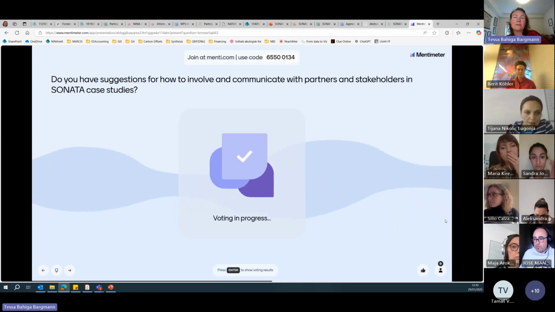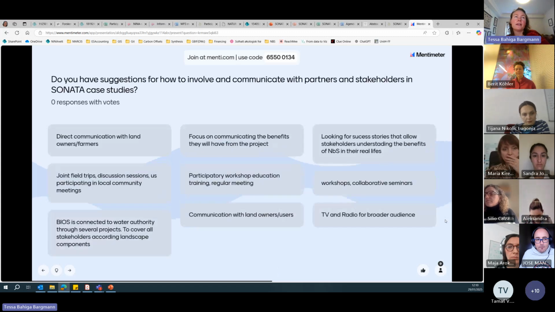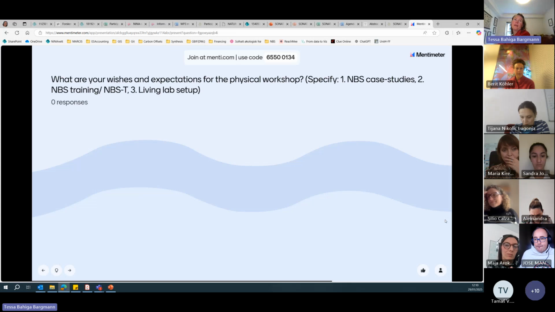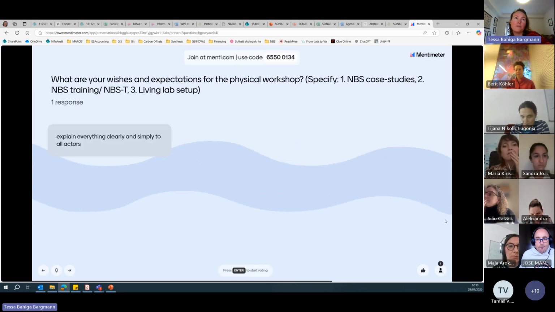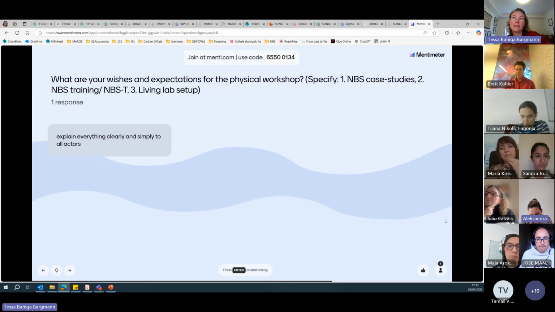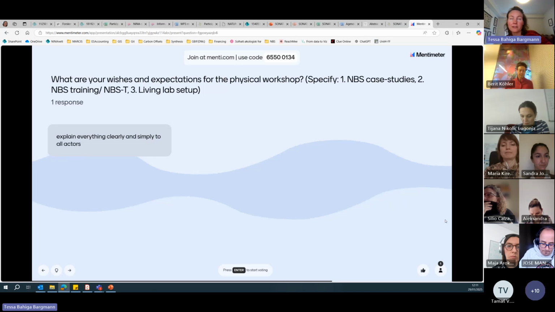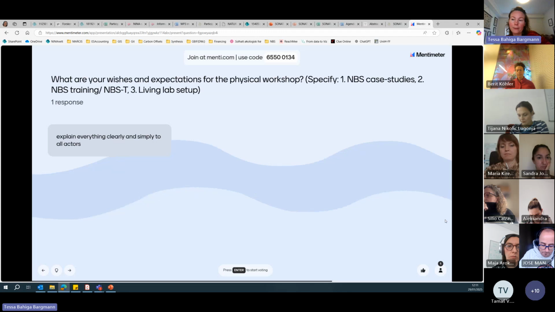And then the next one, voting. We don't need voting, I'm sorry. We don't need to vote. I think I turned that on by mistake. Okay, so the next one: what are your wishes and expectations for the physical workshop? It would be nice if you can specify, if it's relevant, whether it relates to the case studies, the training or the living lab setup.